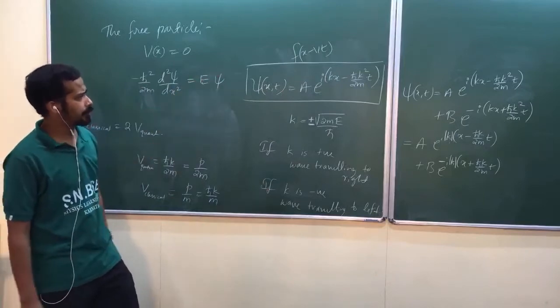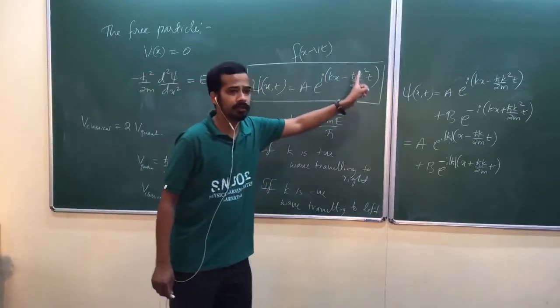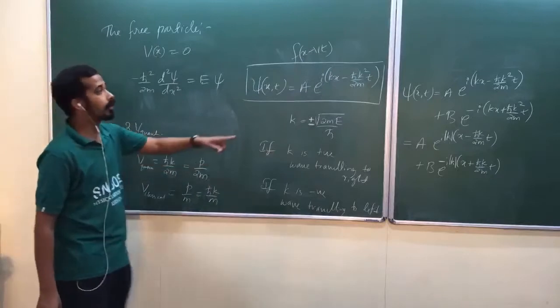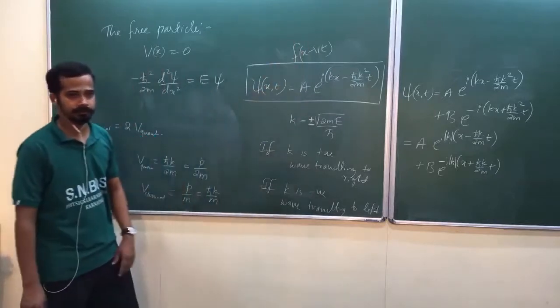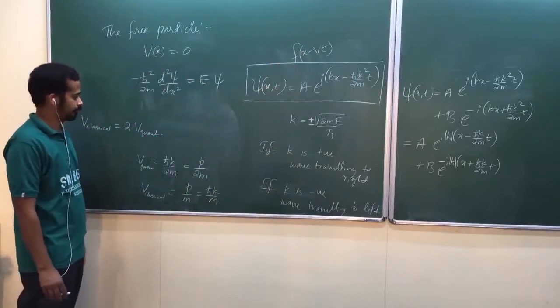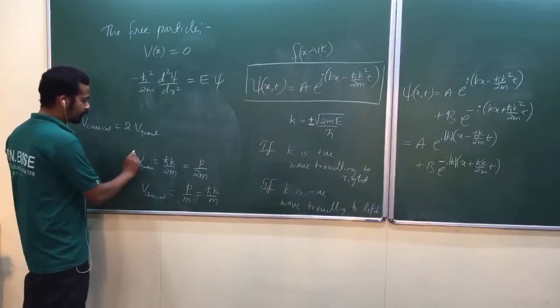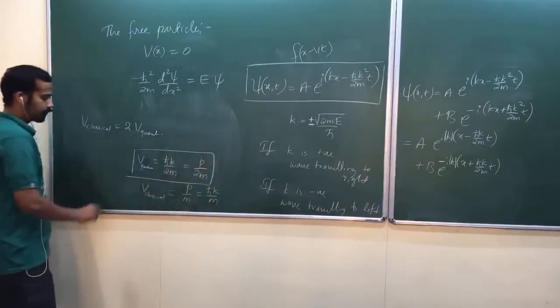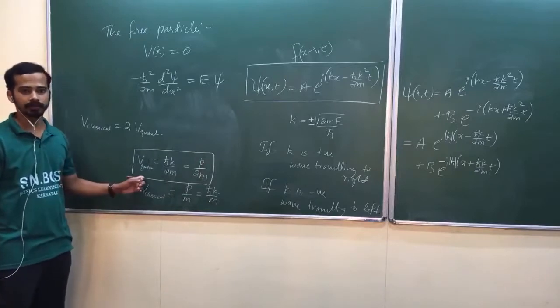Either x minus vt or x plus vt, look at here. This part will take care of, I mean, it will talk about the velocity of the wave, isn't it? Are you getting my point? So that's why you can write the velocity of a wave like this. We call that the quantum mechanical wave velocity.